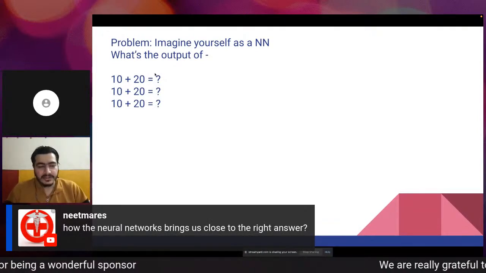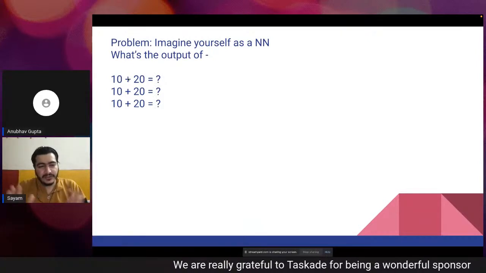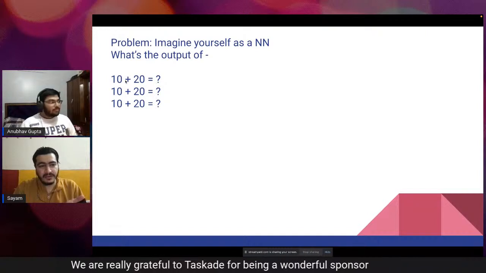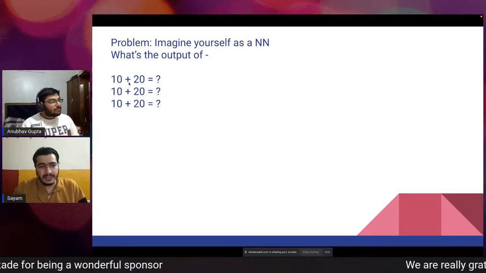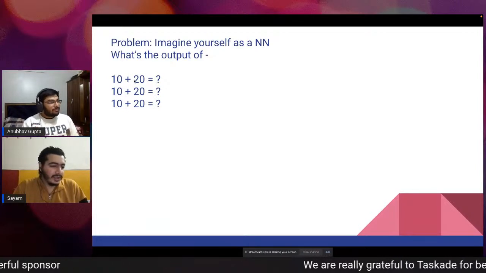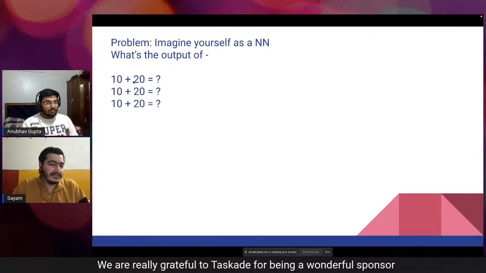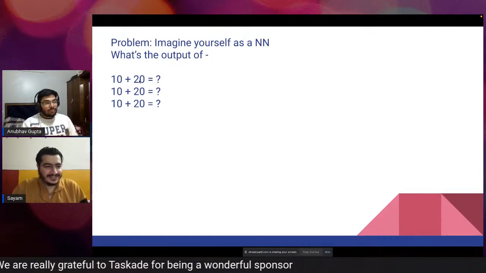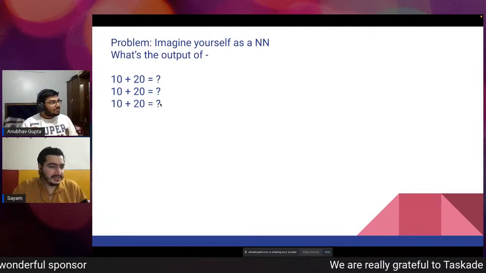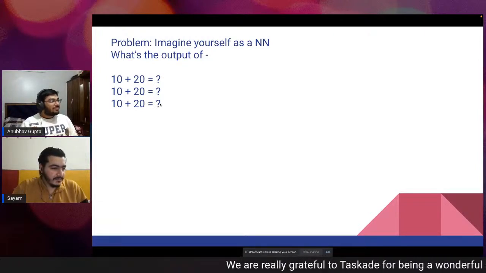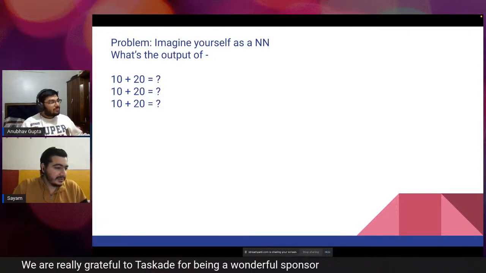So imagine you as a neural network at your home. I give you two inputs. You have to find out how they relate to get the output, and you also do not know what exactly this symbol means. You are kind of alien to this planet. All right, so that's the problem statement you have, and I want you to help me answer these three questions, and to answer that, how the neural networks bring us close to the right answer.